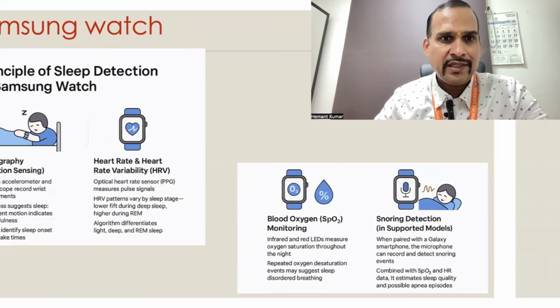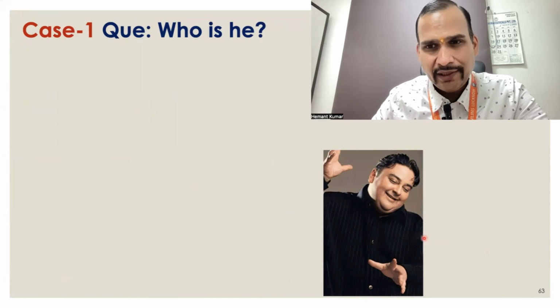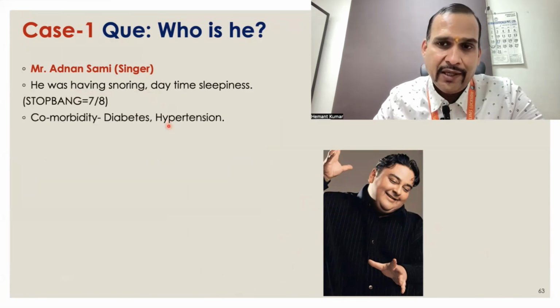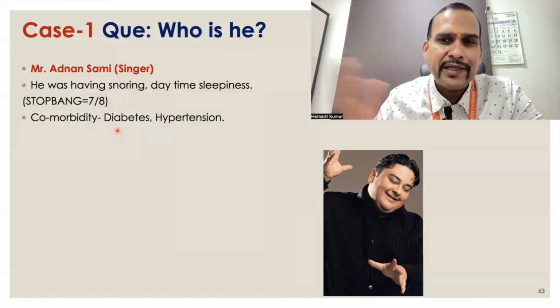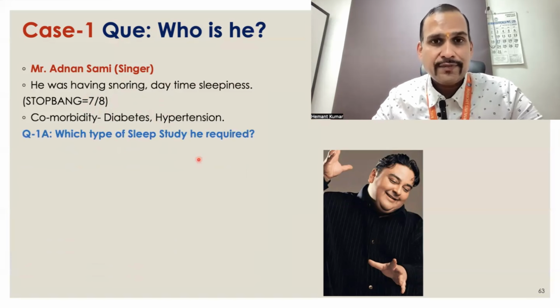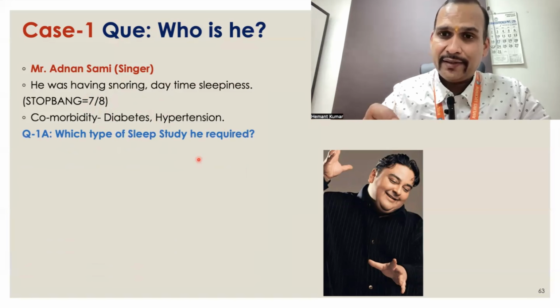So coming to my last part, questions. Case one: who is he? I think everybody knows. He is Adnan Sami. He is a very good singer. As you know, he is a very obese person. Since he was obese, he was having snoring and daytime sleepiness, which is suggestive of obstructive sleep apnea. When we screened, not we, but somebody screened, he had a STOP-Bang of 7/8. He was having diabetes and hypertension. So my question to you is whether he required a sleep study or not. If required, which type of sleep study?